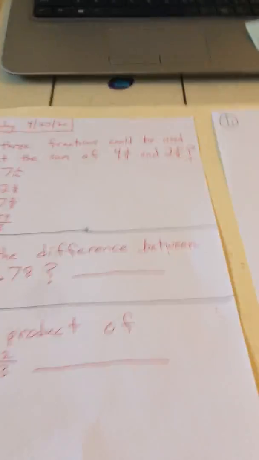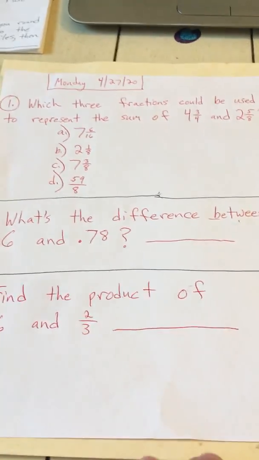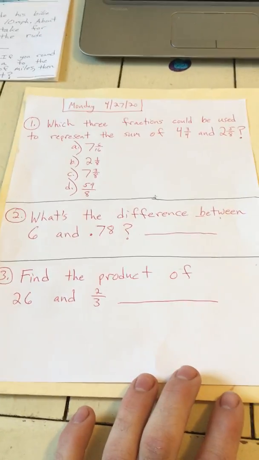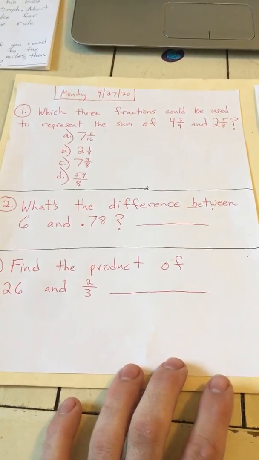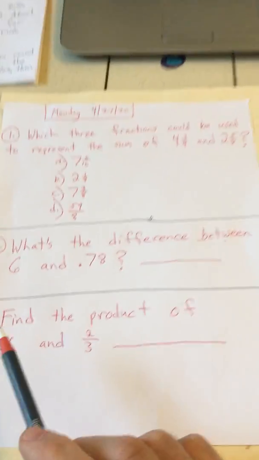Let's get started with our math for today. There are 3 problems in your Google Classroom assignment for Monday, April 27th. These are the 3 problems, so pause here if you need to find them. Get yourself some paper ready to go. Okay, and we'll just get started with number 1.